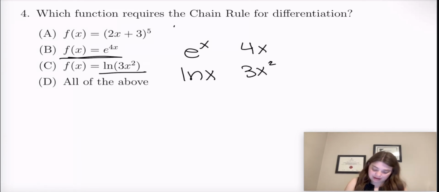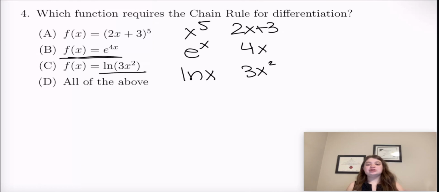And then for this one, 2x plus 3 would be our inside function. So actually that should go over here. And then our outside function is x to the power 5, right? So in all of these cases, we have composite functions. And so therefore, I would say all of the above is the best answer, because at least for sure B and C do. And A, honestly, the only actual efficient way to do it would also be the chain rule as well.